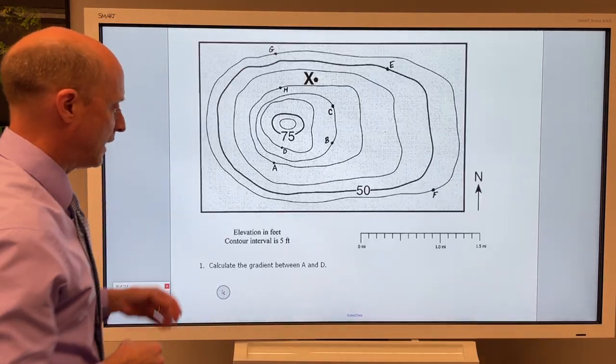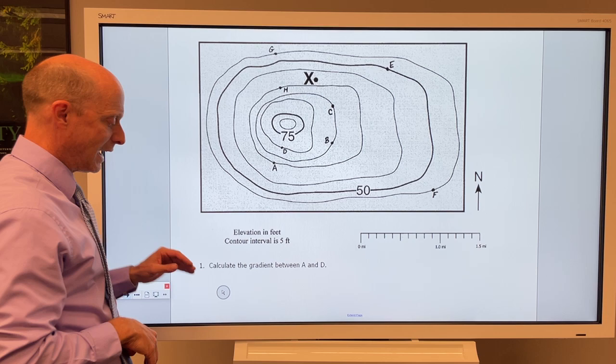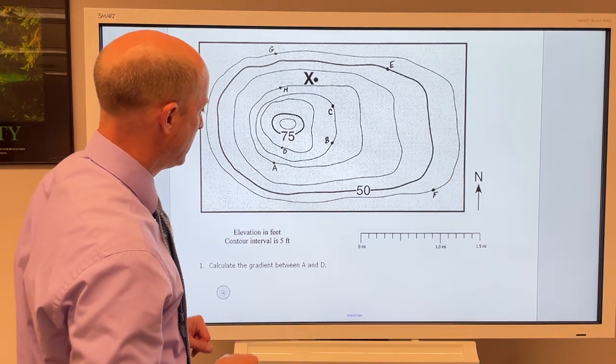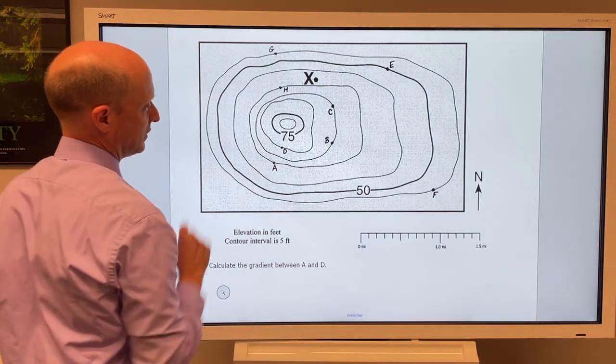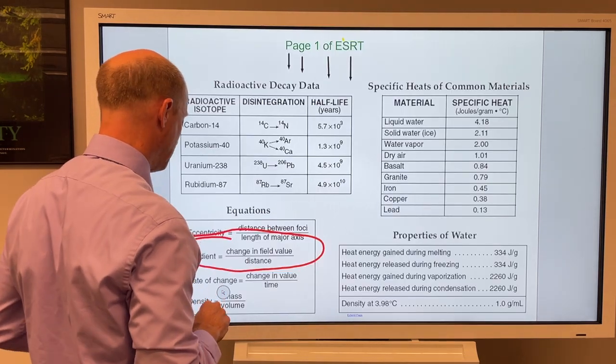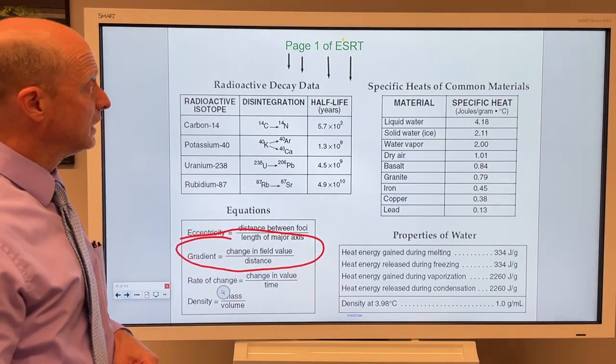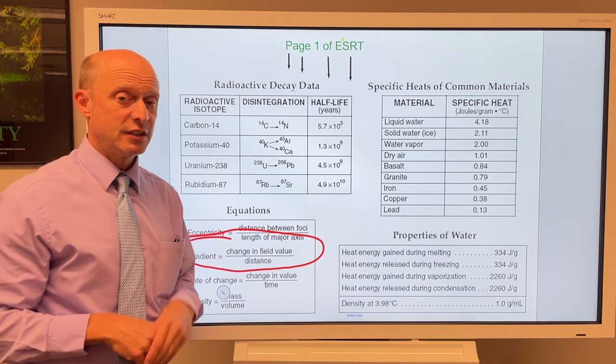So I just wanted to show that. So here we go. Look at the first one here. Calculate the gradient between A and D, where A is here and D is there. So what I usually encourage people to do, this is the front page of the Earth Science Reference Table.